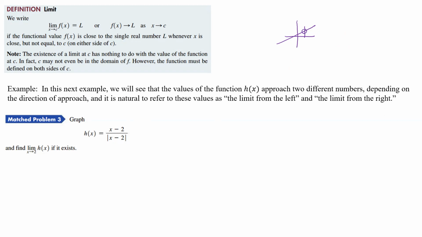So in this next example, we're going to see how the values of the function h of x approach two different numbers, depending on the direction of approach. It is natural to refer to these values as the limit from the left and the limit from the right. Okay, so h of x is equal to x minus 2 over the absolute value of x minus 2, and we're looking at x approaching 2. Now, if we plug in 2, what do we get? We're going to get 0 over 0. Well, that's undefined, okay?